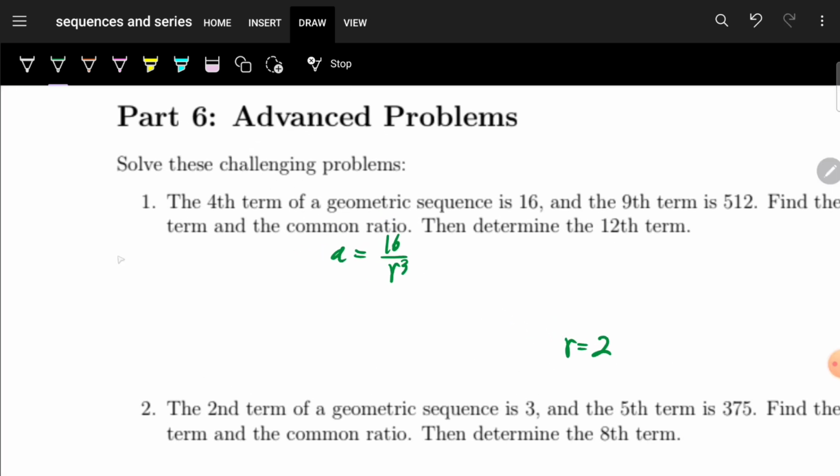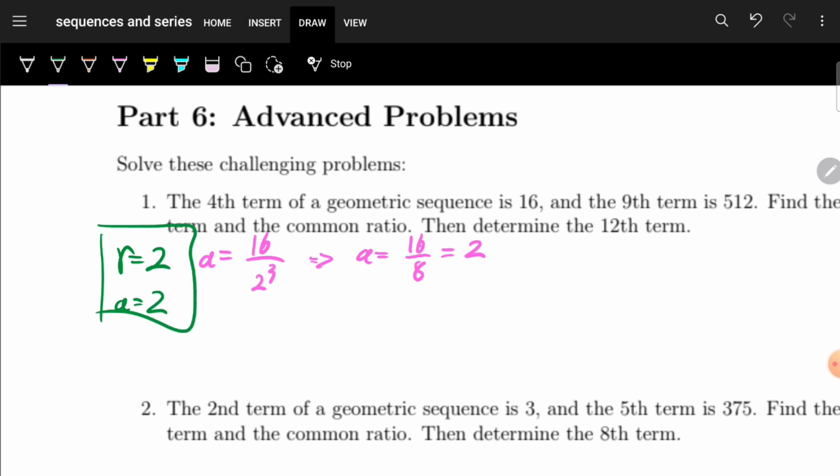So our r value is 2, and our A will be 16 over 2 cubed. So we're going to get the same number as before, right? A is equal to 16 over 8, which is 2. So our A value is also equal to 2.